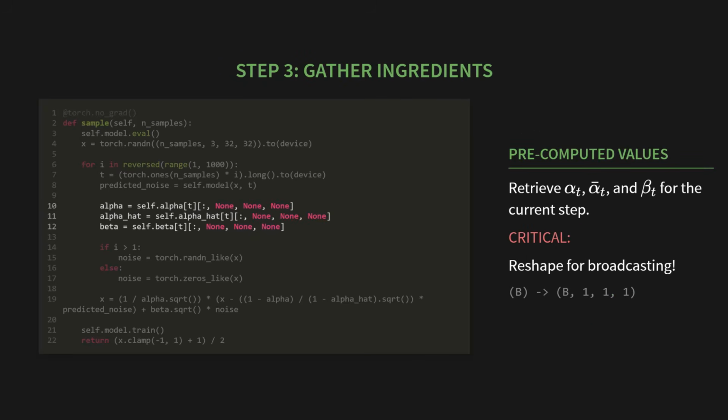Step 3 is to gather our ingredients. Remember all those alpha and beta values we pre-computed? It's time to use them. For the current time step t, we simply retrieve alpha, alpha hat, and beta from our pre-computed schedules. Now this is critical. See those Nones being added to the dimensions? That's reshaping the tensors. We're taking a value for the batch and expanding it so it can be broadcast across the height, width, and channel dimensions of our image tensors. It's a small detail that makes all the math work perfectly.